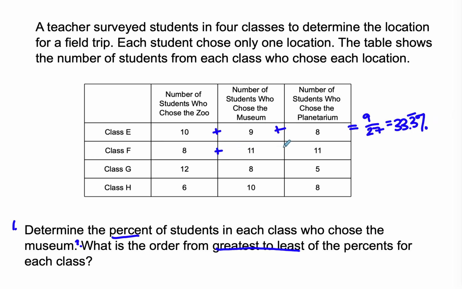Okay, let's try class F. 11 plus 11 is 22, plus 8 is 30. There are 30 kids in this class. 11 of them chose the museum. Okay, so we do 11 divided by 30. We get 36.6 repeating percent. All right, I'm going to pause right there. Go ahead and finish for the last 2 classes, and then order the classes greatest to least. Go ahead and pause the video and try these on your own.